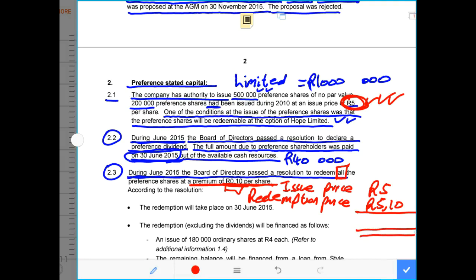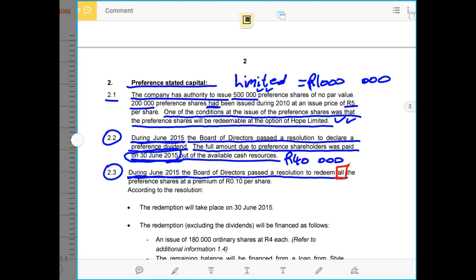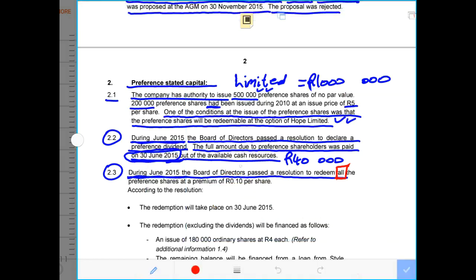Then after, they said 5 rand, which is the issue price, less 5 rand 10 cents, they got 10 cents, which is the premium on redemption. This 10 cents is the premium that you see here, the premium on redemption. So in other words, sometimes you might not be given the premium on redemption. You might be given the redemption price.